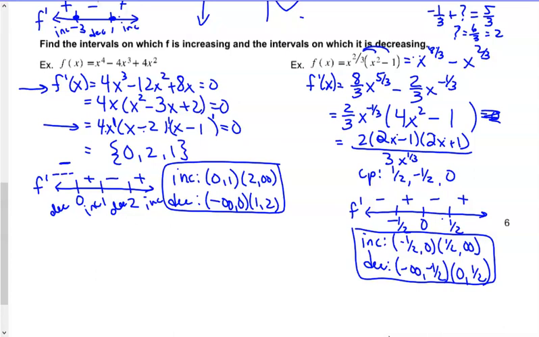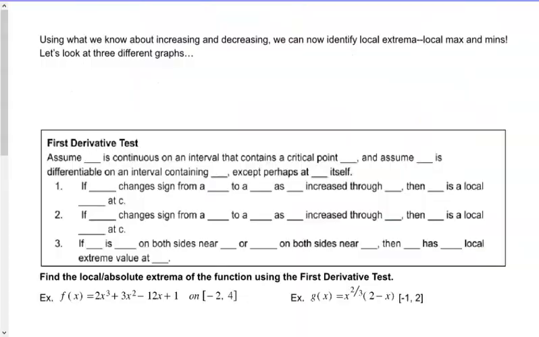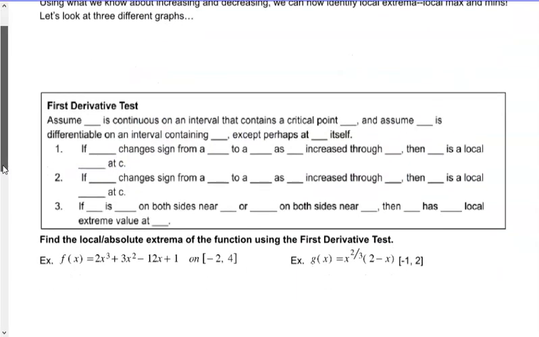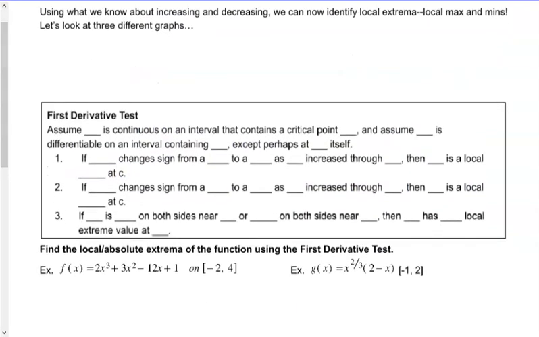So let's use the idea of increasing and decreasing to expand upon this to end up getting our local extrema. Using what we know about increasing and decreasing, we can now identify local extrema, which is our max and our mins, and we're going to look at 3 different graphs. So one of them is going to be if I end up having a function that decreases, then increases. I'm going to call this some c value, call this over here a, call this b, or something like this.